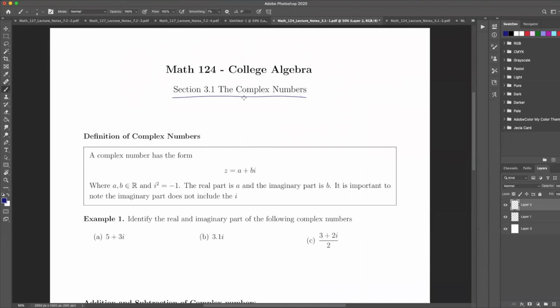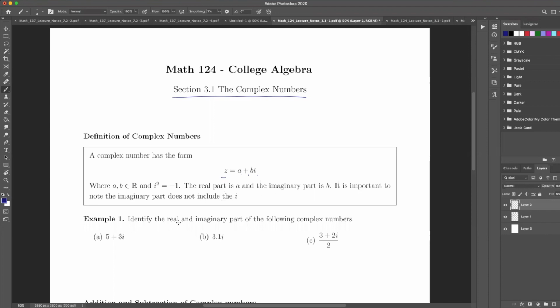Complex numbers. A complex number has the form, we use z, that's what we use, where it's a plus bi, where a and b exist in the reals. That means something like 5 plus 3i, this is a complex number, or 3.1i. Where a is what we call the real part and b is the imaginary part, it's important to note that the imaginary part does not include i.